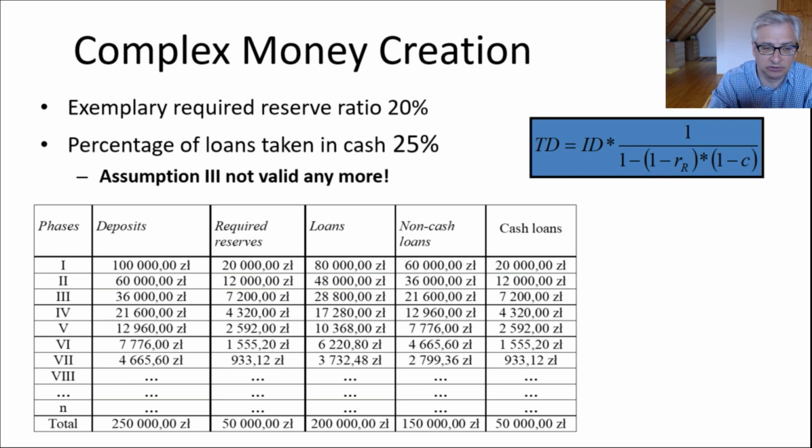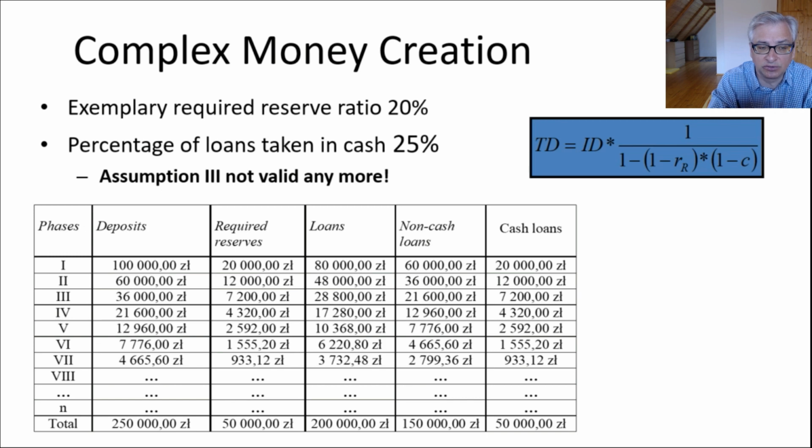So we've got this initial deposit of 100,000, and we can locate cash in two other places of this table. This is required reserves. Remember, we make them in cash only. And cash loans would be the other place where this money in the form of cash appears. As you can see, the numbers that I decided to use, the required reserve ratio of 20% and percentage of loans taken in cash 25%, make nice numbers.